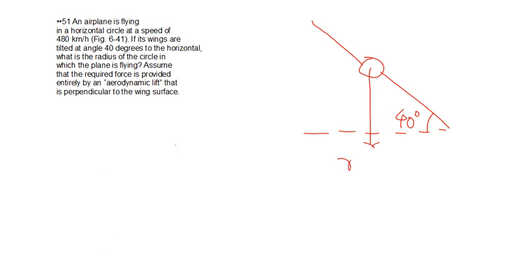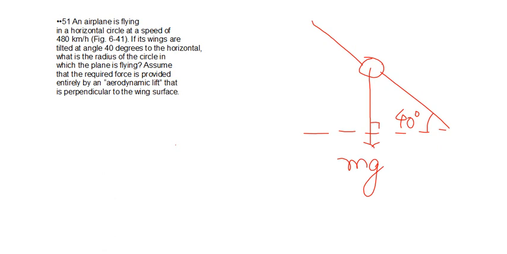To solve this question, first we need to make a free body diagram. Let me draw the plane. The plane looks like this, and these are its wings. The wings are tilted at an angle of 40 degrees with the horizontal. This is 40 degrees. Its weight acts perpendicular like this. This is mg, the weight, the force with which the earth attracts the plane.